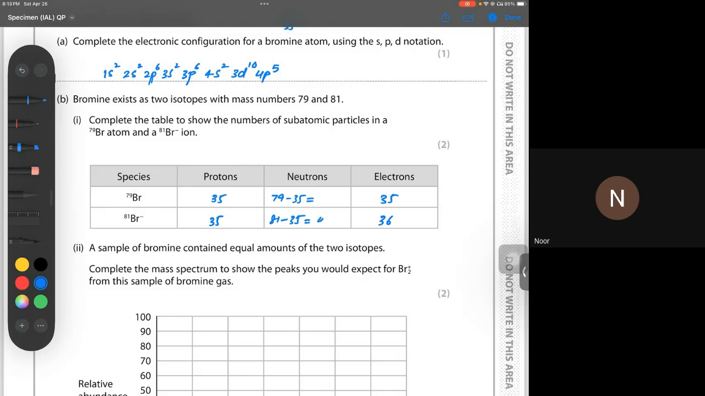46 for this one, and for 79 minus 35, 44. Okay.